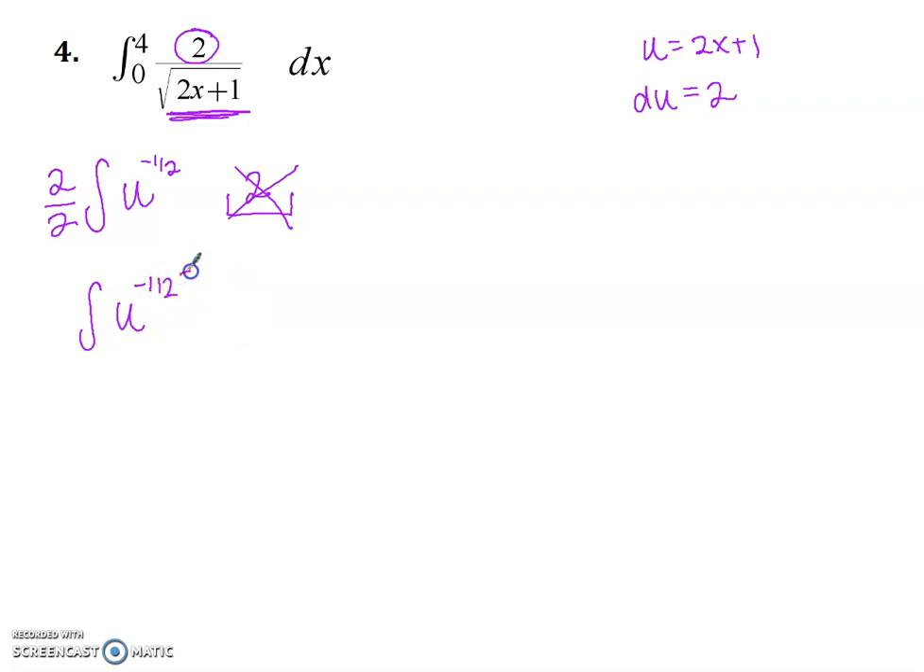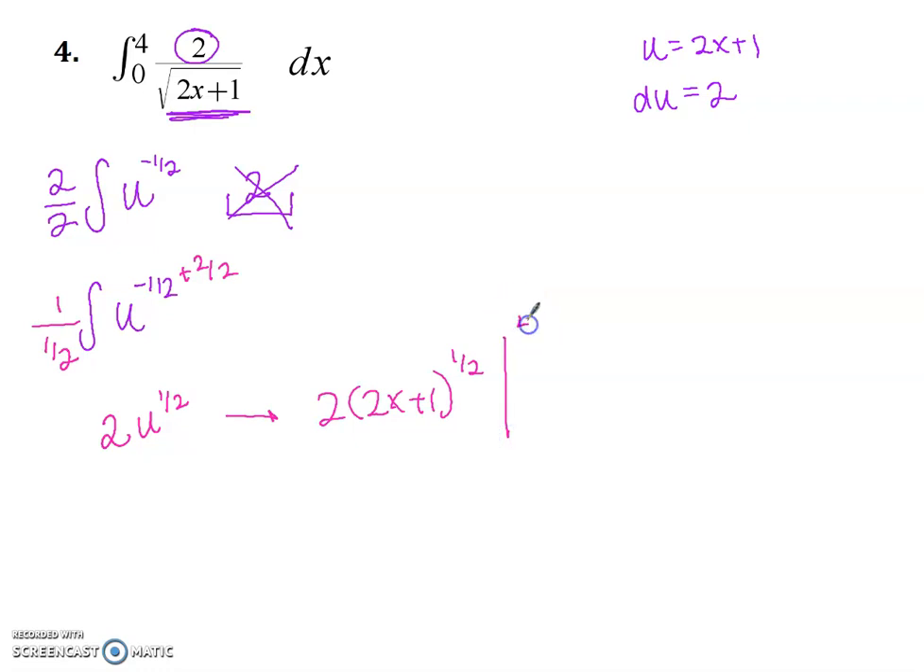So now we're going to do our power rule. I'm going to add 1, so negative 1/2 plus 2 over 2 gives 1/2. I'm going to take this 1 that's on the outside, divide it by my new exponent, which is 1/2. So that's going to be 2 u to the positive 1/2. And then I'm just going to put the 2x plus 1 back into the problem.